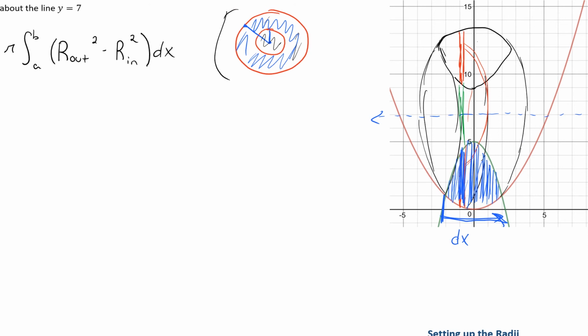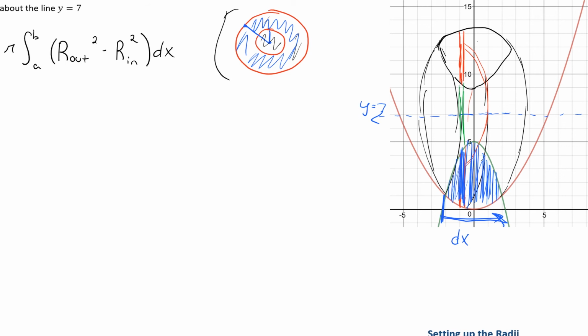Okay, why did I choose dx? I chose dx because I'm using the washer method, and my axis of rotation at y equals 7 is horizontal. Whenever I'm using the washer method and I have a horizontal axis of rotation, I'm going to use dx, which means all my functions are going to be in terms of x, because I have to match up my dx with what my function is in.